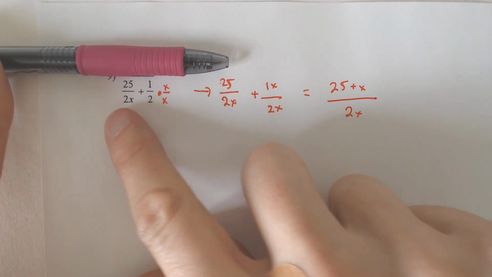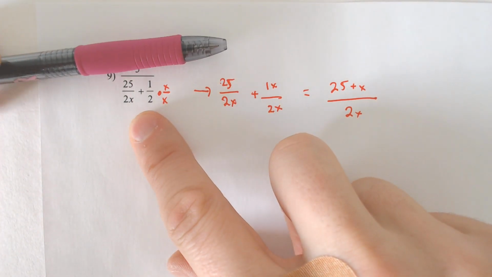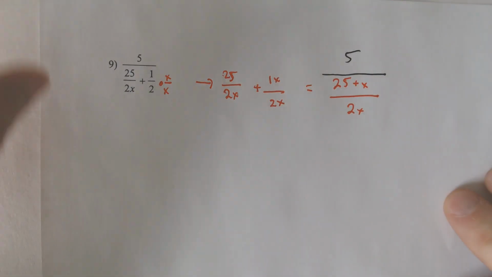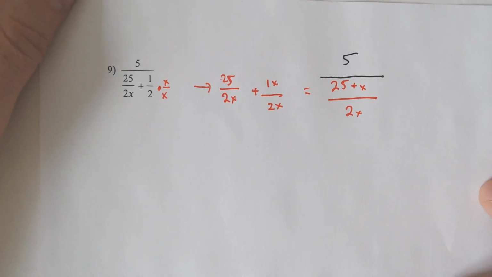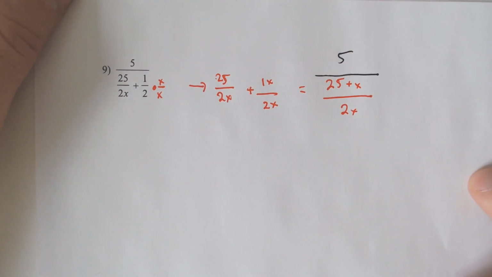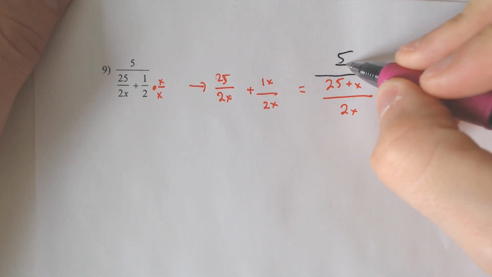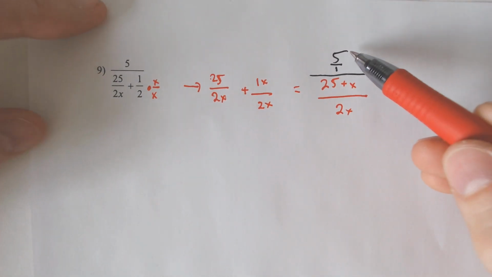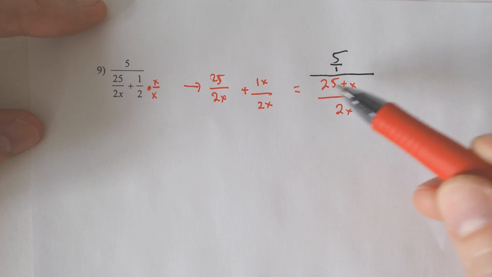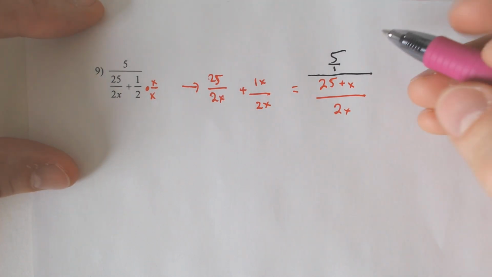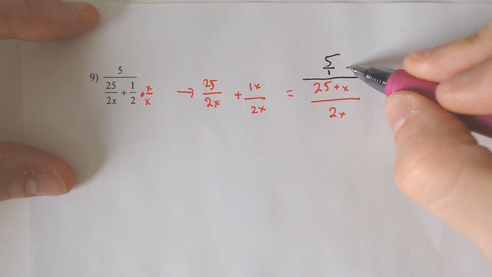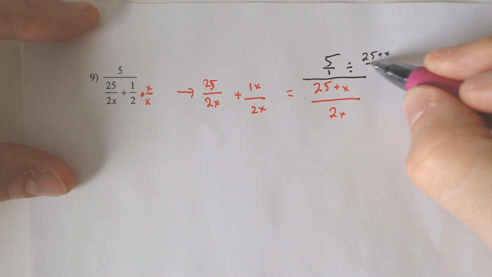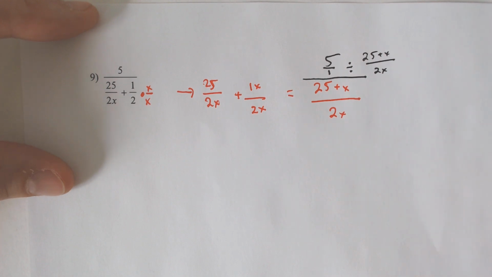After you get done with the adding or subtracting of the bottom of the fraction, or the top of the fraction, then deal with the fact that that was all with a 5 on the top. So from here, this is really 5 over 1. It might help to think of it that way, because now we have 5 over 1 divided by this stuff. If you have 5 over 1 divided by 25 plus x over 2x, you can flip and multiply.